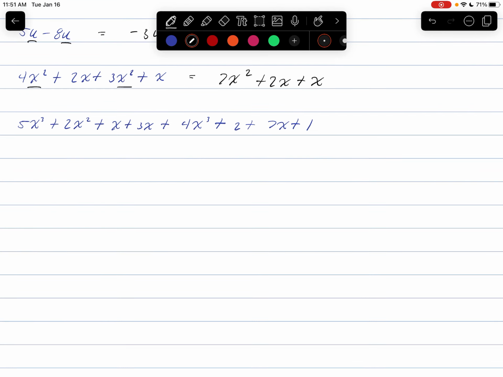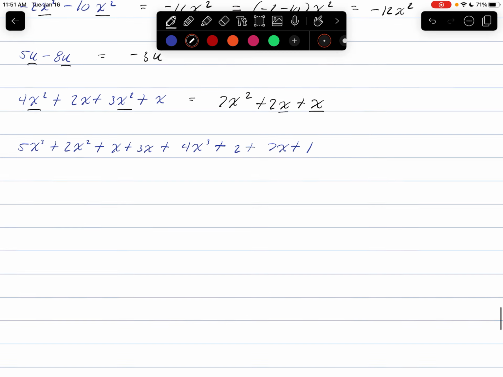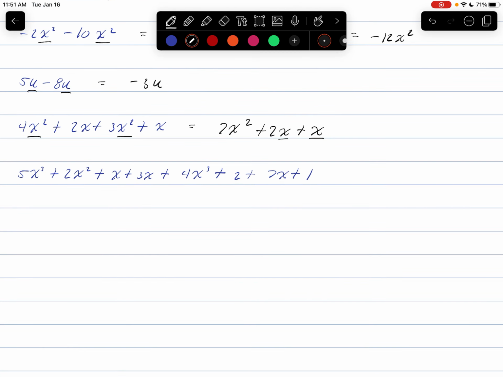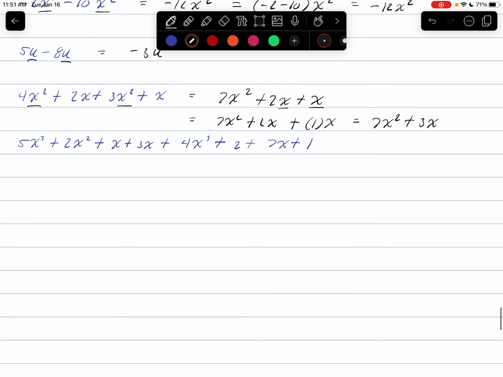And we'll also see that the 2x and the x are going to have identical variable parts, so we can go ahead and combine them as well. Well, this is actually the same thing as 7x squared plus 2x plus 1 times x. Okay, so if you don't see a coefficient out front, it's an implied 1. So we can actually think of this as adding 2 to 1. So we're going to get 7x squared plus 3x.